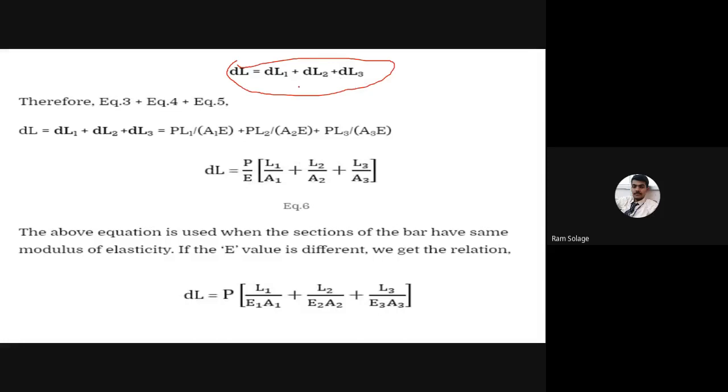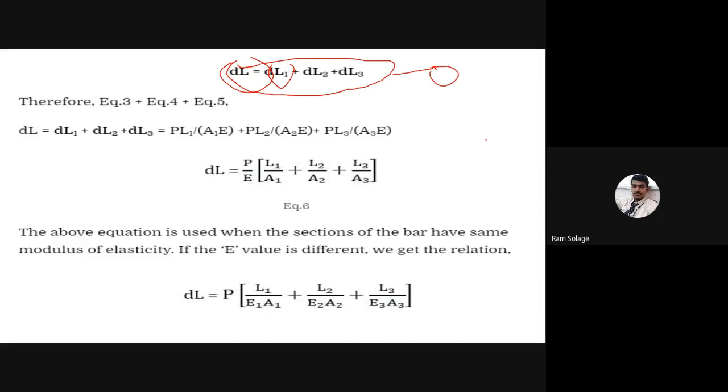Sometimes some students calculate delta L1, delta L2, delta L3 separately, but some students who are good in calculation have confidence in only one equation. We have to calculate the delta L. Already we have calculated the values of delta L1, delta L2, delta L3. That is PL1 divided by A1 E. With the help of this formula, we can calculate delta L1, delta L2, and delta L3. Just put this numerical value in the formula and we can calculate the delta L. This is one method.